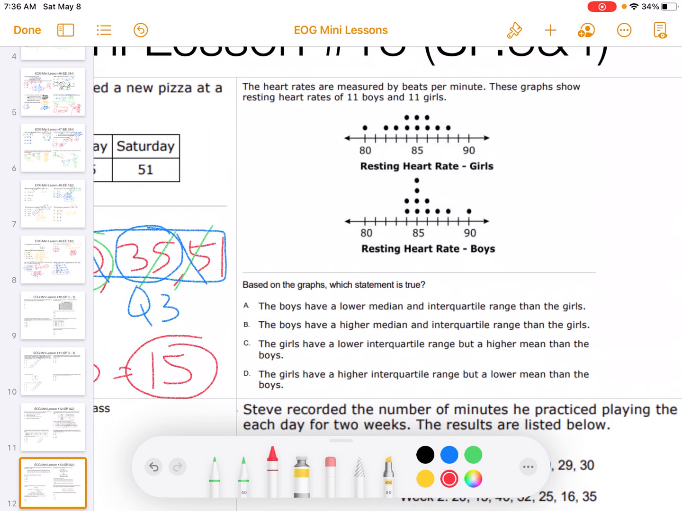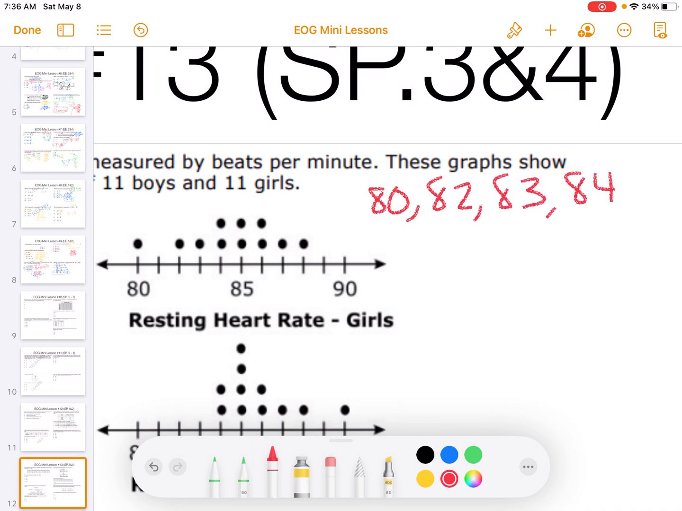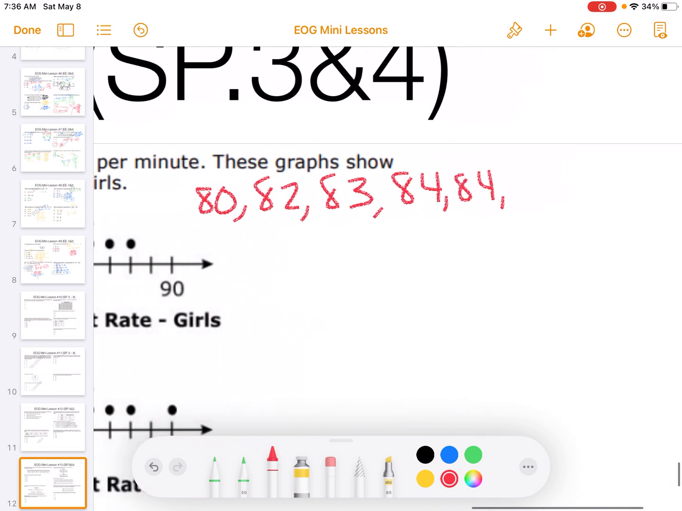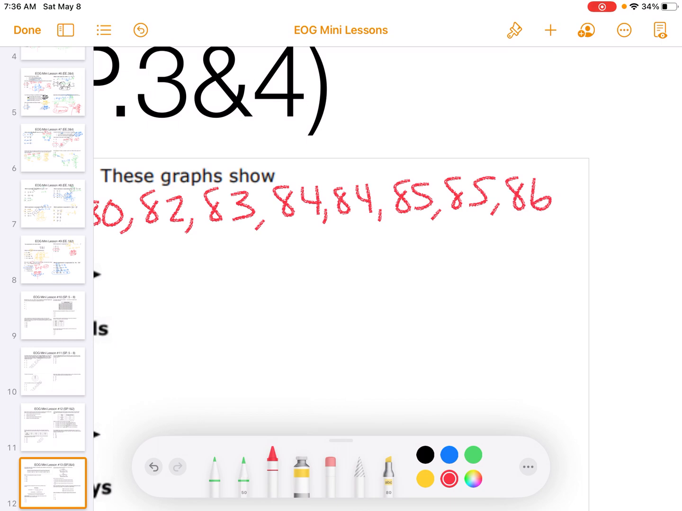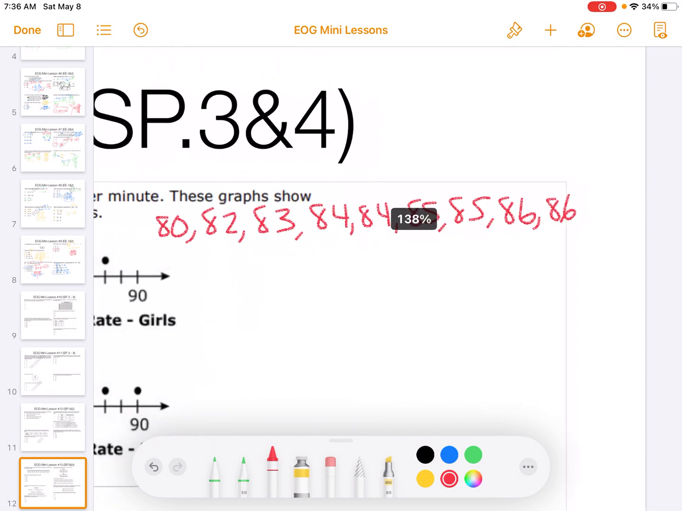For the next one, they're asking which one has a lower median and interquartile range. So I'm going to put my numbers in order from least to greatest. Lucky for me, they gave me a dot plot, which makes it easier. So I have 80, 82, 83, 2 84s, 2 85s, 2 86s, an 87, and an 88.